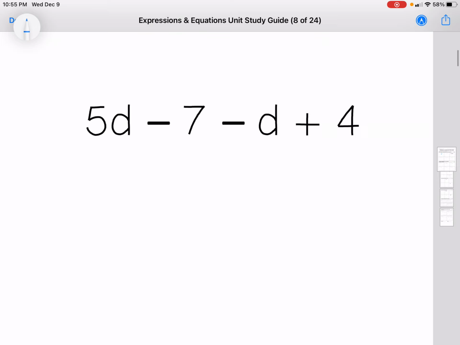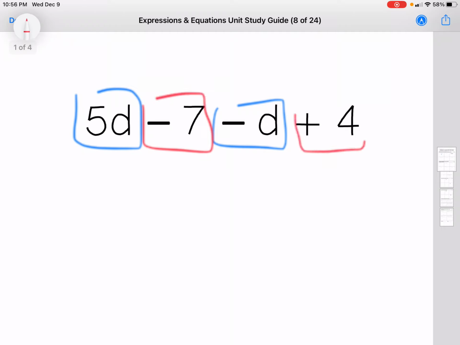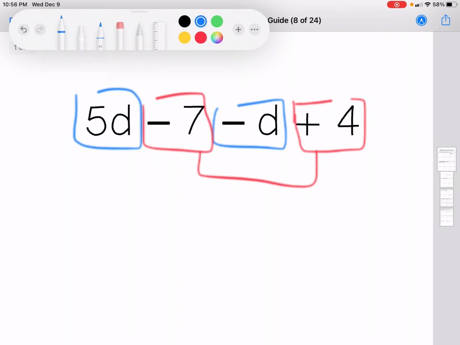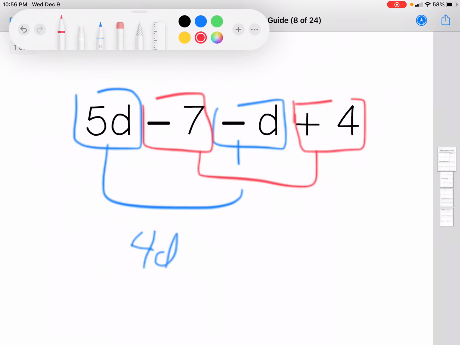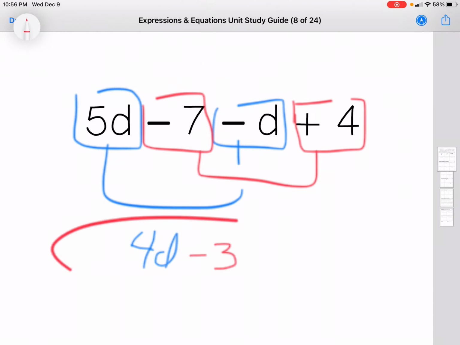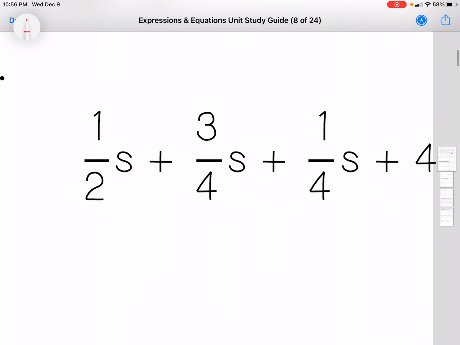The next problem, combine like terms. Remember, there's no equal sign. Do not try to solve it on the test tomorrow. Okay, 5d minus d is 4d. And -7 plus 4 is -3. That's your answer.